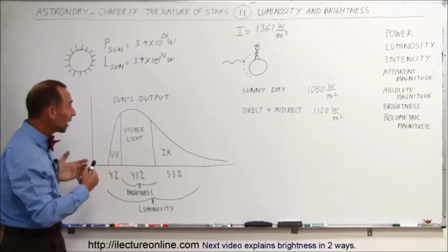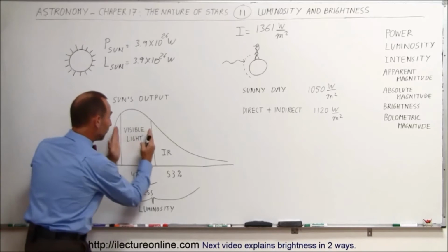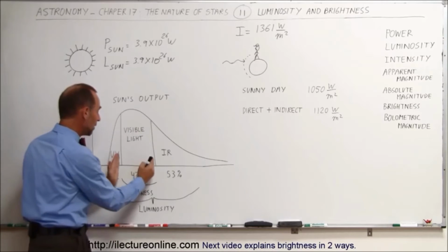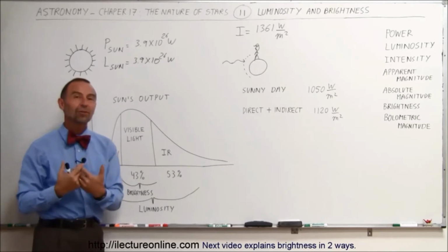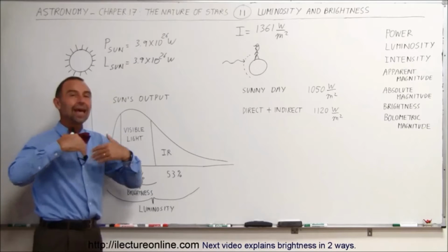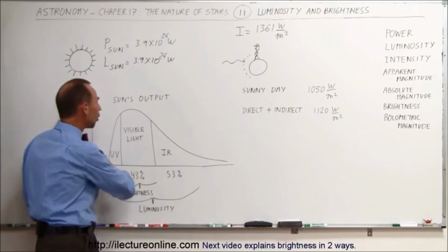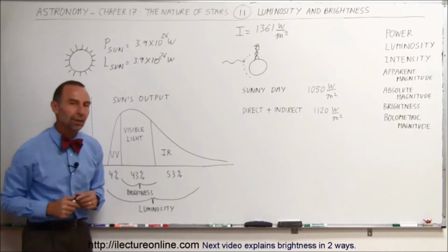But now what we need to understand is simply the difference between luminosity and brightness. Brightness only addresses the visible light portion alone. So the brightness is determined by how much visible light we can see from the object, or how much visible light in this case is emanated from the object. That may be a better way to say it. And the luminosity is all the energy emanated from that particular object.